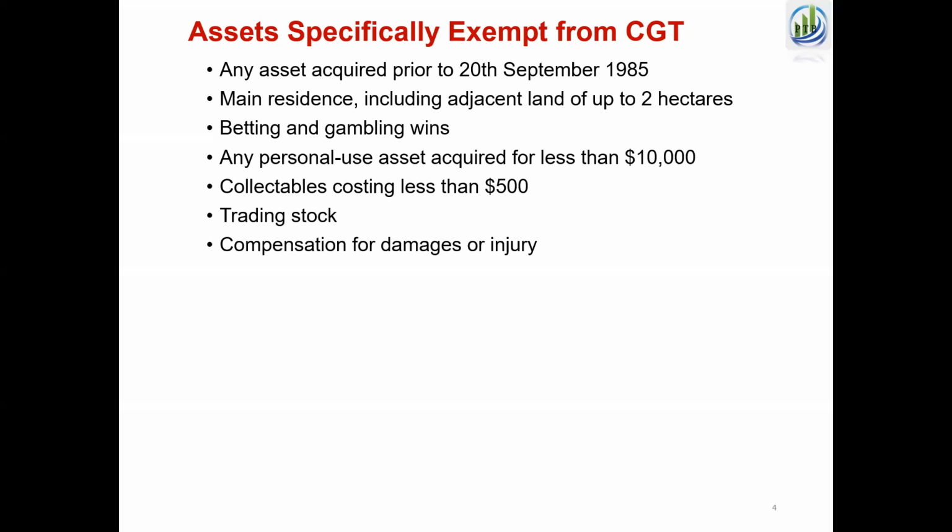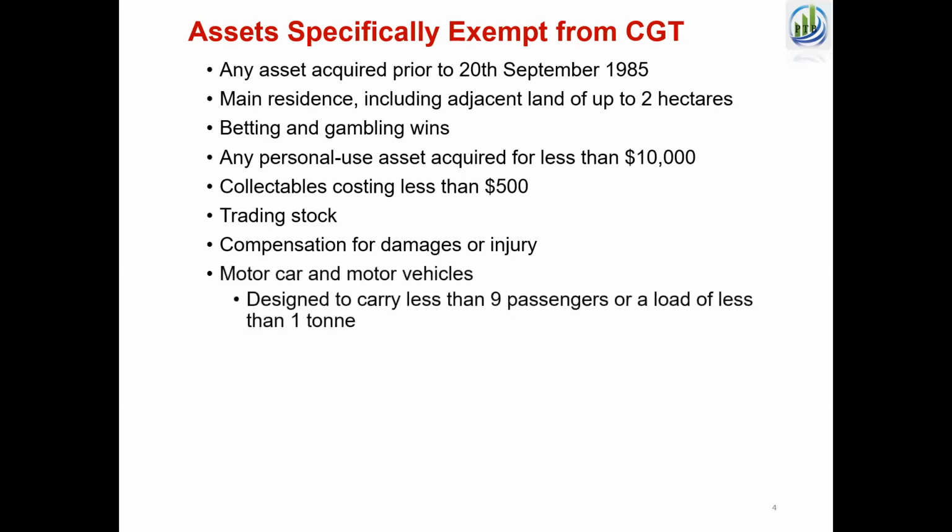Compensation for damages or injury, as we discussed last week, where they're paying for the damage or injury, is not included as a capital gain. Motor vehicle: fewer than 9 passengers or less than 1 ton will be considered a motor vehicle. For your personal motor car, if you satisfy this rule, fewer than 9 passengers or less than 1 ton, it's considered a motor car, and you don't need to calculate the capital gain.